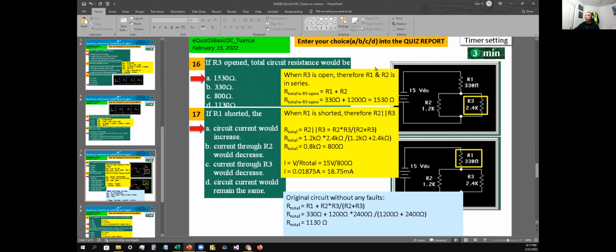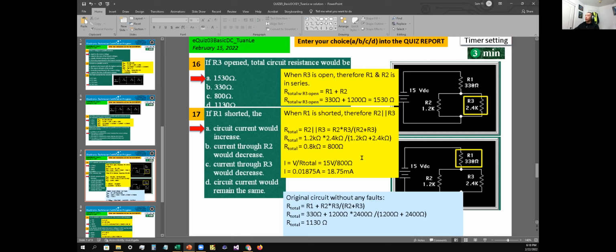Okay, number 17. If R1 is shorted, the circuit current would increase. Okay, so R1 is shorted, so now you've got just these two together. By shorting R1, you're going to decrease the resistance. Decreasing resistance would increase the current. So the answer is A as in apple for number 17.